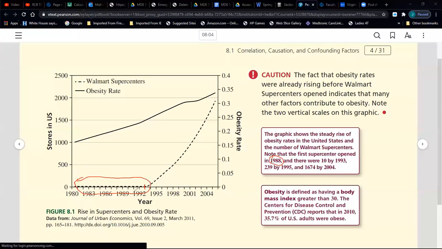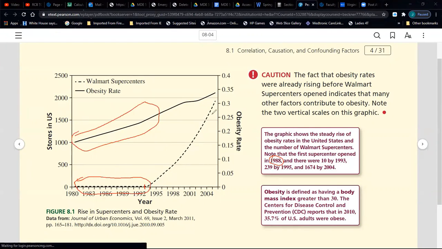So look at what's happening when Walmarts are not proliferating, when they're not growing and growing in number. Look at this. The obesity rate up to that point was steadily rising. It was very, very steadily rising. Now, there's a small little bump here around 92. The slope increases just a smidge, but that's a very minor effect. So before Walmarts were around, the obesity rate was already rising. That is the first clue that Walmarts aren't causing the obesity rate to rise, because the rate was already going up before Walmarts were really around.